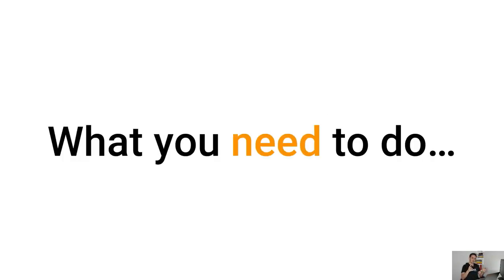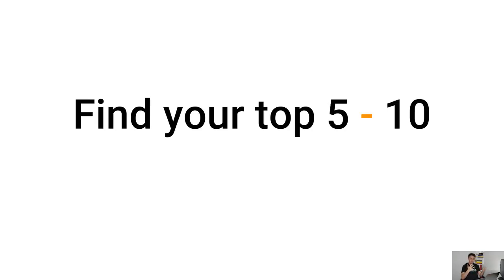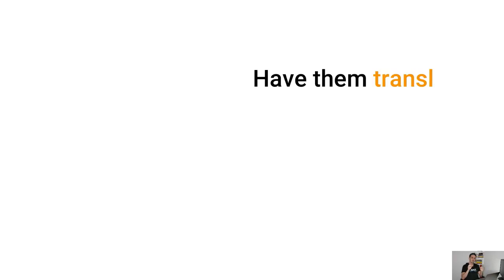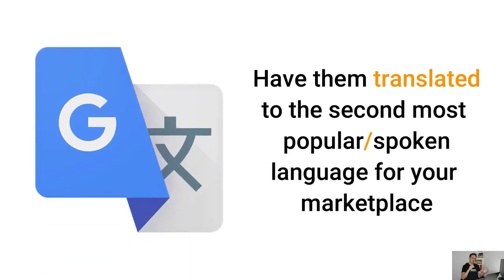So what you need to do is find at least your top 5, if not top 10, performing keywords that you know have got the most search volume. You've already created a campaign finding your best keywords. I showed you how to do it in the previous lecture. Find your top 10 keywords and have them translated into the second most popular spoken language for the marketplace that you're selling in. So for example, in the United States, the second most popular spoken language is Spanish. In Australia, the second most popular spoken language is Chinese.